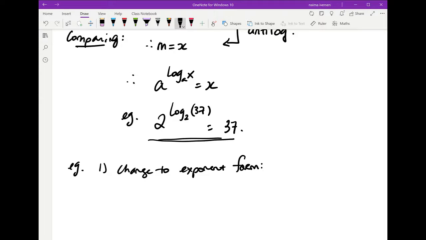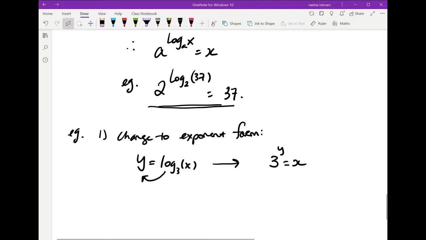So if I wanted to change to exponent form, I might have something like y equals log base 3 of x. Well, what we want to do to change to exponent form is, remember, you ask yourself, what's the base? The base is 3. Logs are exponents, so logs equal exponents, 3 to the y, and then our leftover number.